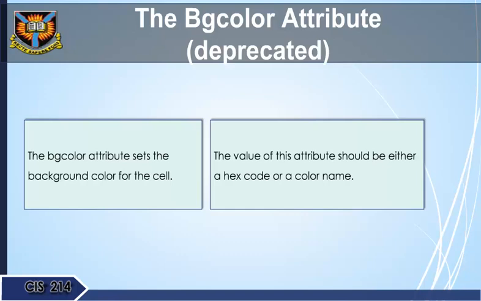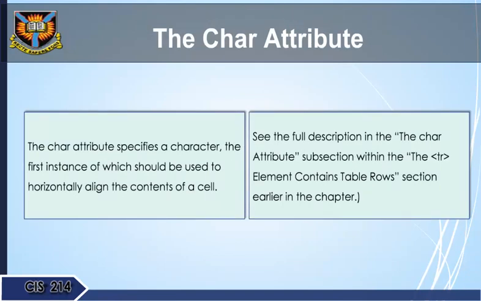The bgcolor attribute, deprecated. The bgcolor attribute sets the background color for the cell. The value of this attribute should be either a hex code or a color name. The char attribute. The char attribute specifies a character, the first instance of which should be used to horizontally align the content of a cell. See the full description in the char attribute subsection within the TR element contains table rows section earlier in the chapter.